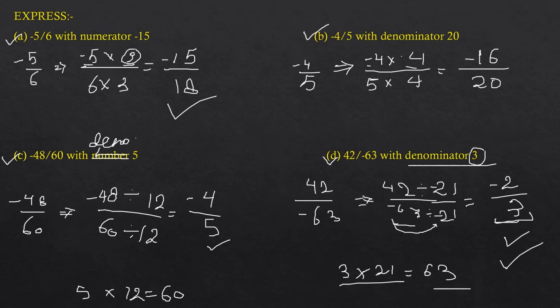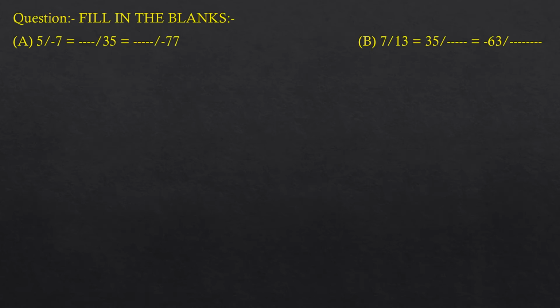Alright, now let's proceed. Okay, in this question we have to fill in the blanks. Let us write them first. We have 5 by minus 7. In the next part, we are given equivalent rational numbers. We have to fill up this space. Next we have dash by minus 77.